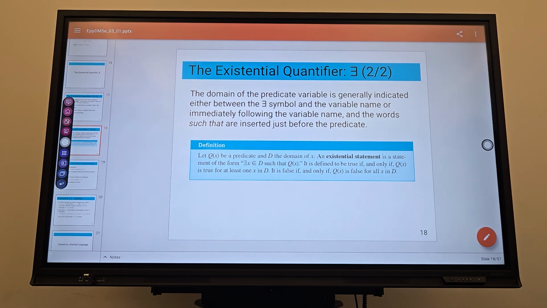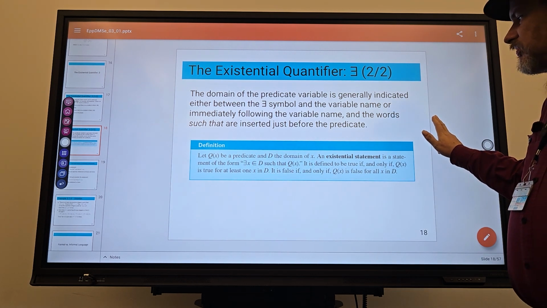So let Q of X be a predicate and D the domain of X. An existential statement is a statement of the form given here. It is defined to be true if and only if Q of X is true for at least one X in D. It is false if and only if Q is false for all X in D. So it's just kind of the opposite of the universal quantifier.